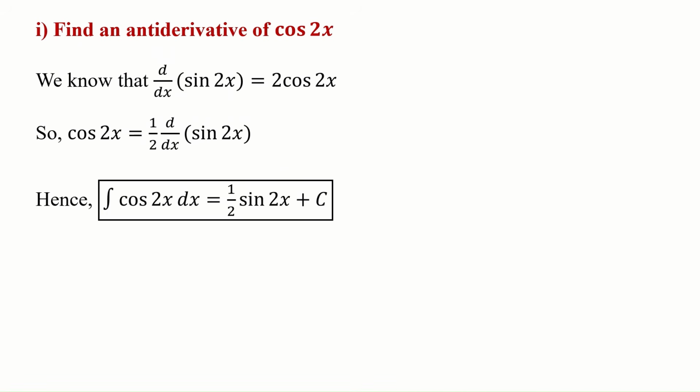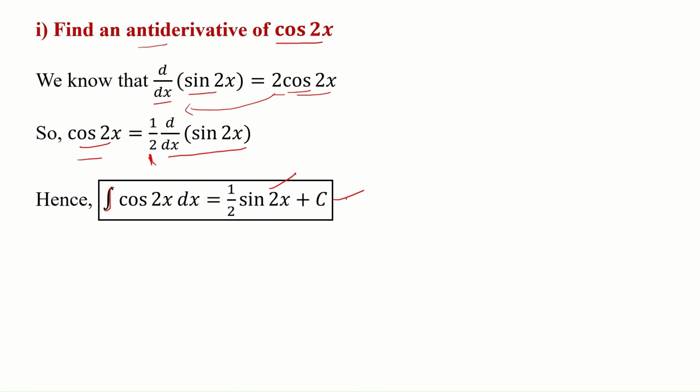Okay, next, now I'm going to find the antiderivative of, for example, cos 2x. We know that differentiation of sin 2x is 2 into cos 2x. Now I will keep the cos 2x as it is and send the 2 to that side, so cos 2x is equal to 1 by 2 differentiation of sin 2x. Then if I integrate cos 2x, you will get 1 by 2 sin 2x plus c.